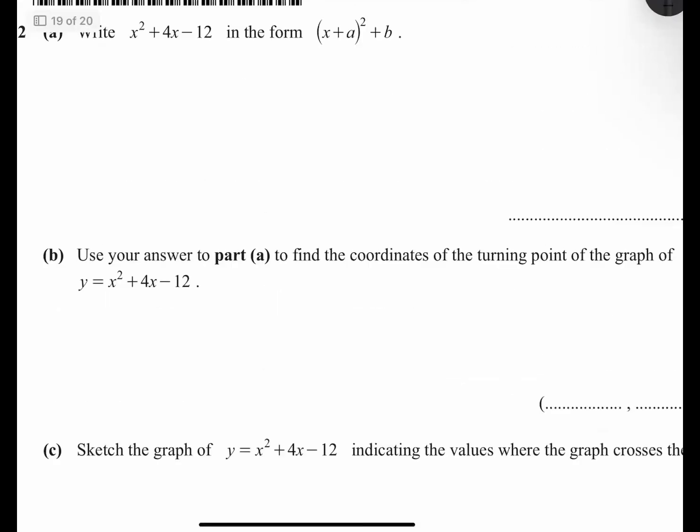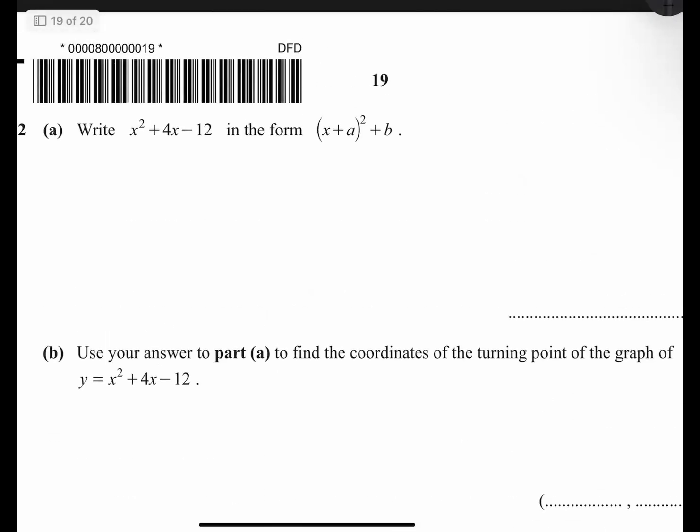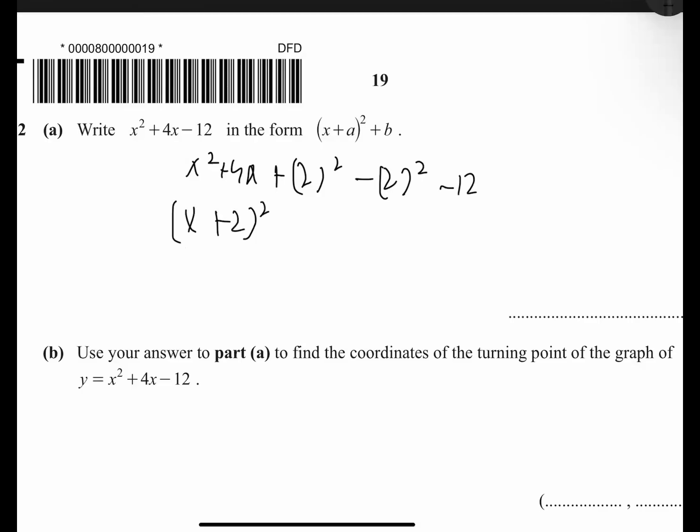Now we need to perform the completing square method on this. So x squared plus 4x, we need to have half of 4, which is 2, squared, minus 2 squared. Since we added it, we also need to subtract it to balance the equation. And then we minus 12. x plus 2 whole squared, since this is 2, right? And then minus 4 minus 12. So x plus 2 whole squared minus 16.